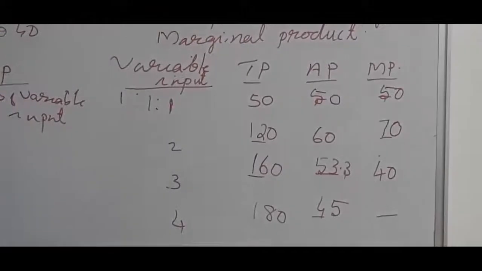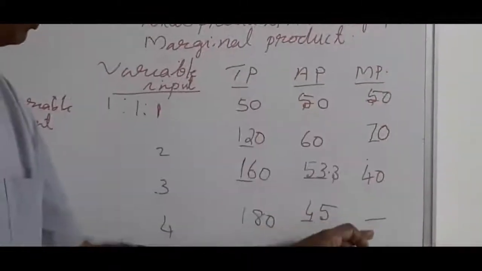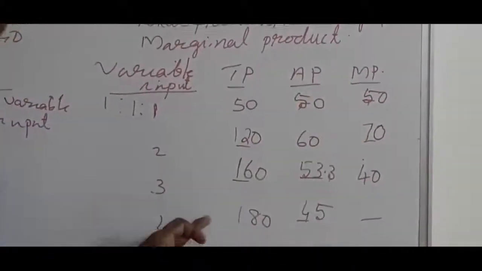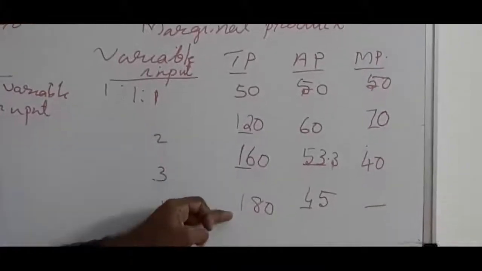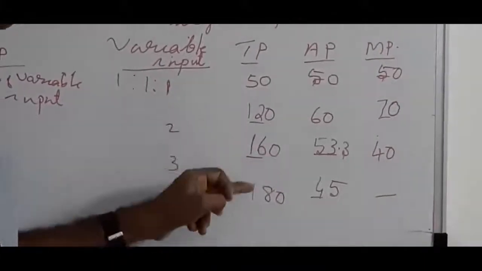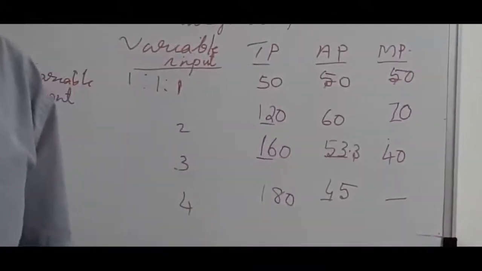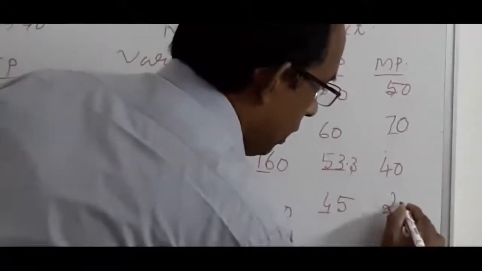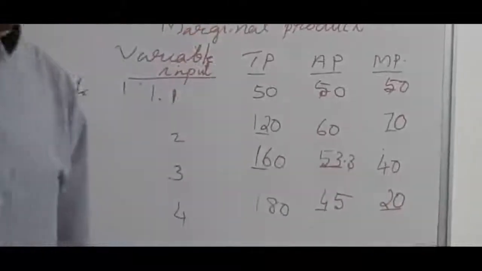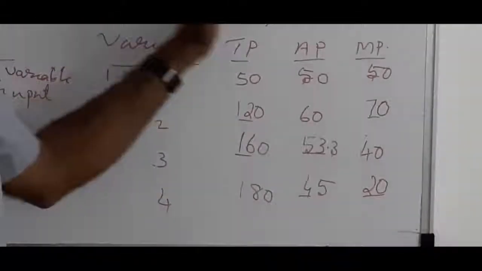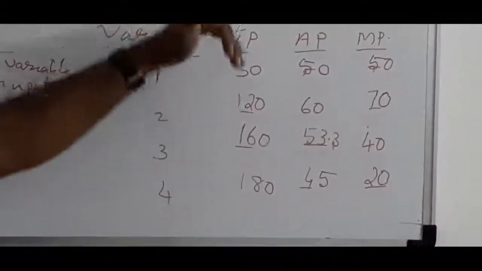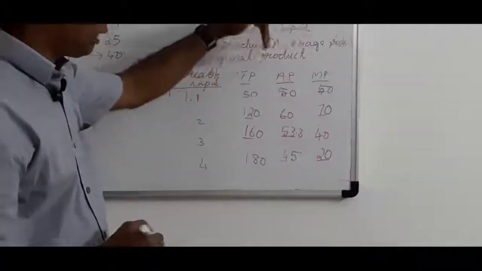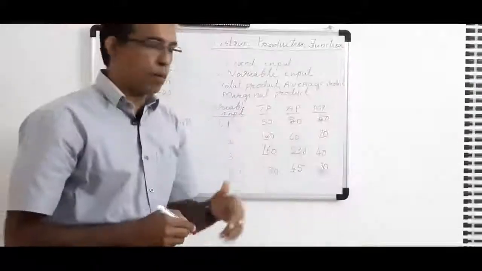Then what about marginal product? Marginal product is the increase in total product. It was 160 and now it is 180. What is the increase in TP? Increased by 20. Clear? This is the way to calculate total product, average product and marginal product.